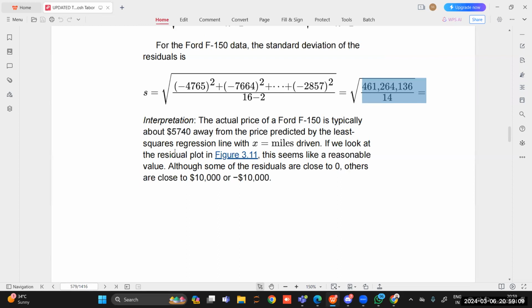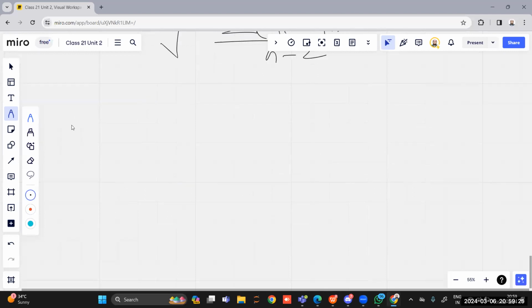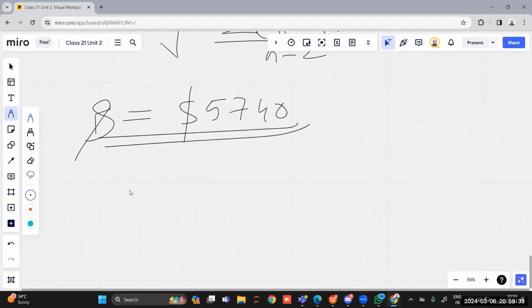So the value is around 5740 dollars. The actual price of a Ford is typically about 5740 dollars away from the price predicted by least square regression. So suppose I am predicting, what does this mean? Our S is 5740 dollars away. So what does this mean?